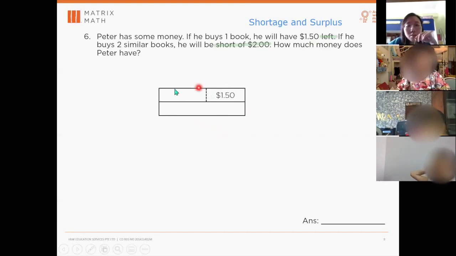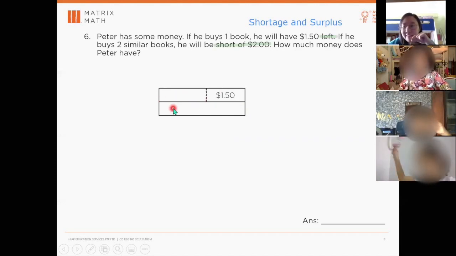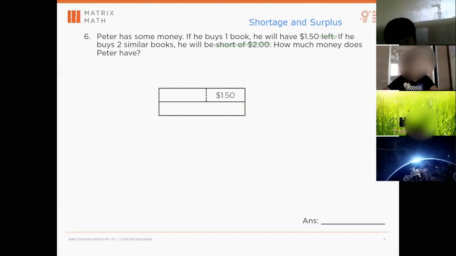Of course, what is this part before the $1.50 here? How come he's left with $1.50? Then what is this part? That is the cost of one book. Very good. After he paid for one book, he was left with this amount. So these two are part of Peter's money at first.